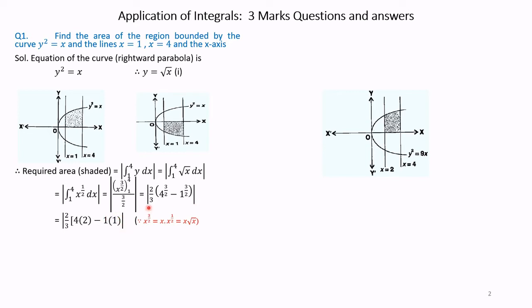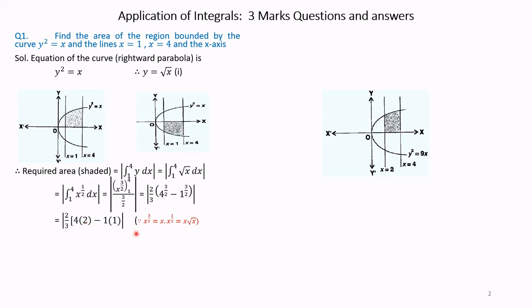Simplifying, we get mod of 2 by 3 into 4 of 2 minus 1. Because x to the power of 3 by 2 is x into x to the power of half. That is, 3 by 2 is 1 and a half. So that becomes x to the power of 1 into x to the power of half, that is x as it is into root x. So root x here, where x is 4, is the square root of 4, that is 2.